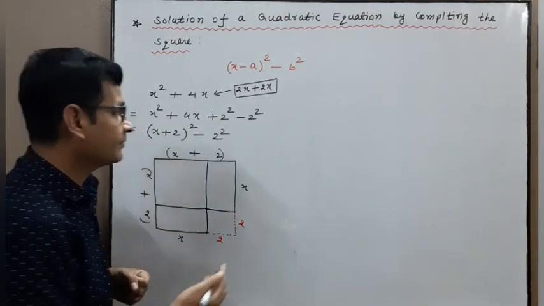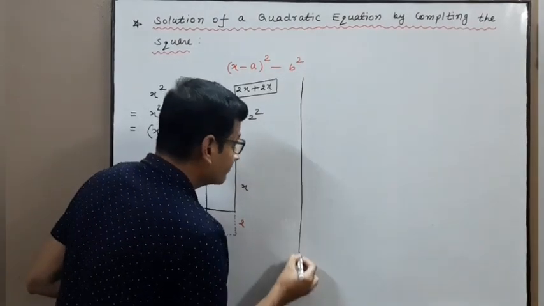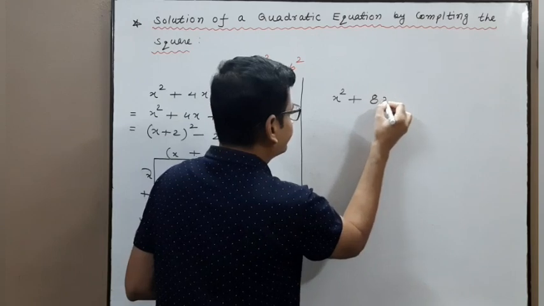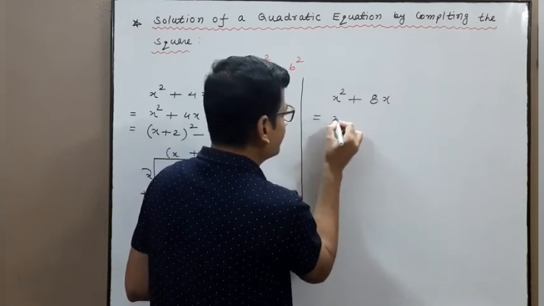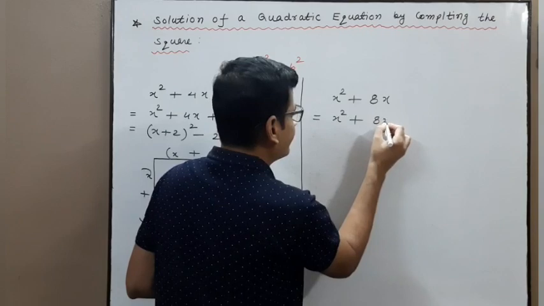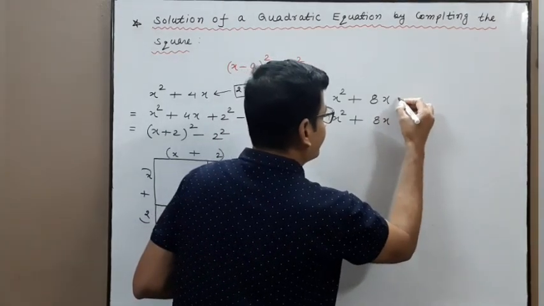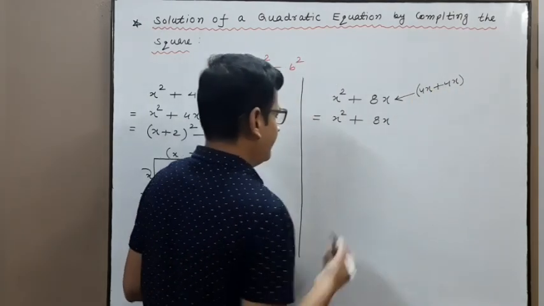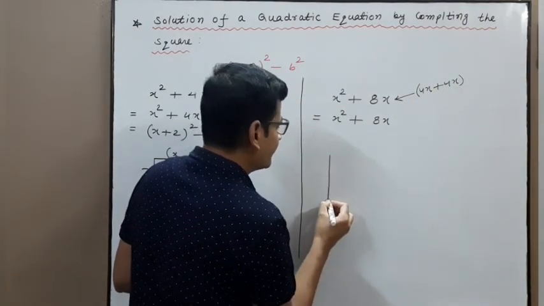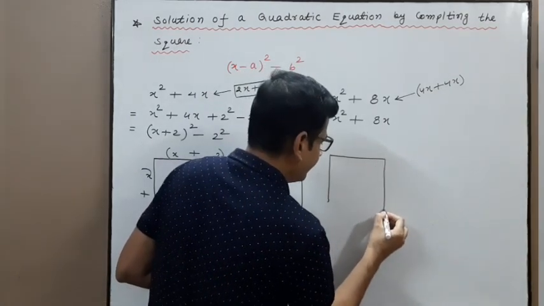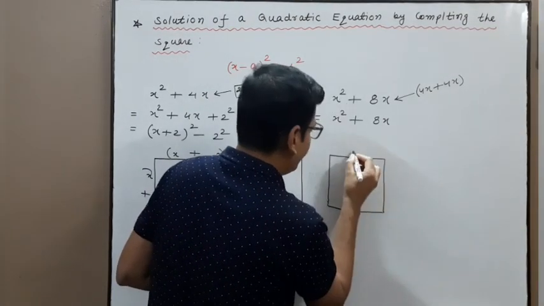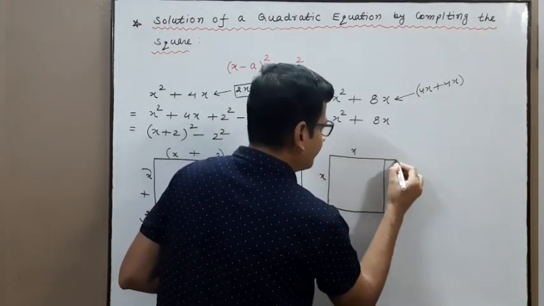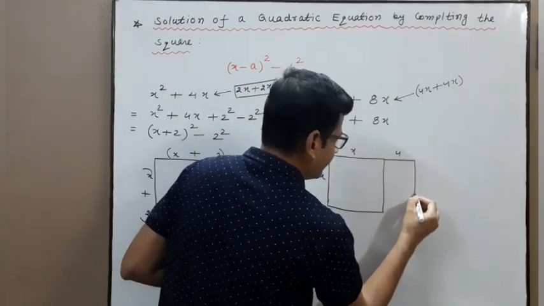Now take another example. x square plus 8x. 8x can be written as the sum of 4x and 4x. So again, let us consider a square of side x, and 4x is a rectangle whose breadth is 4 and length is x.